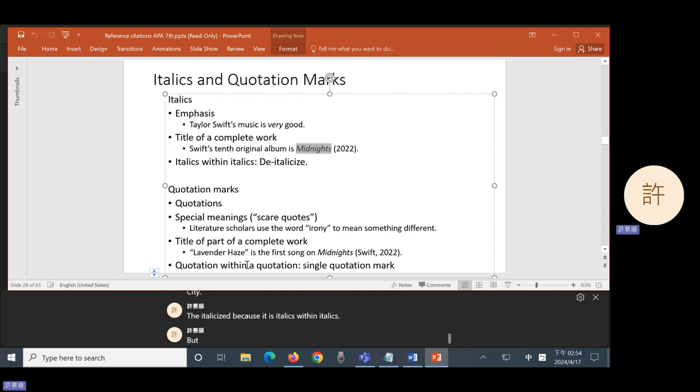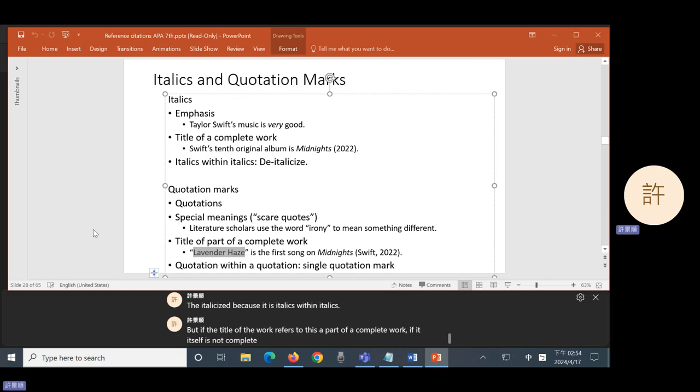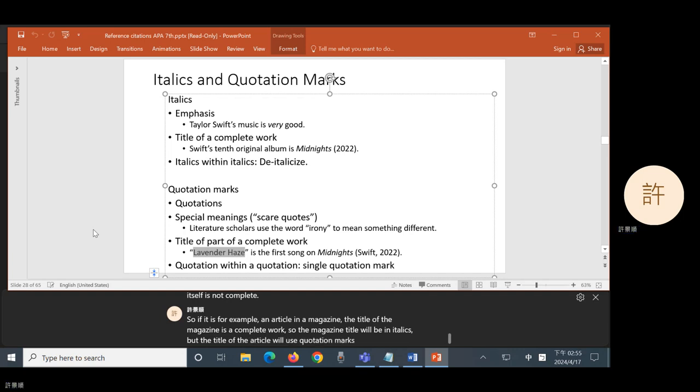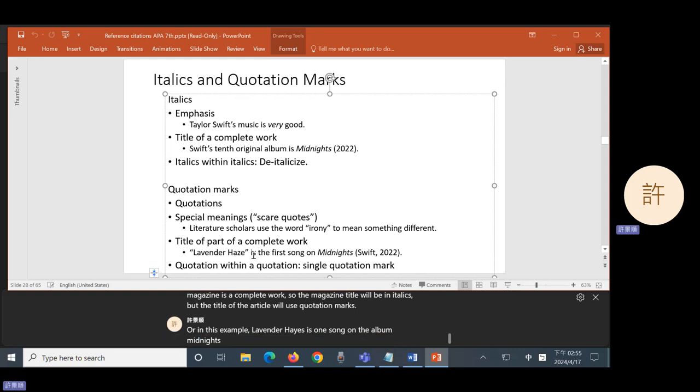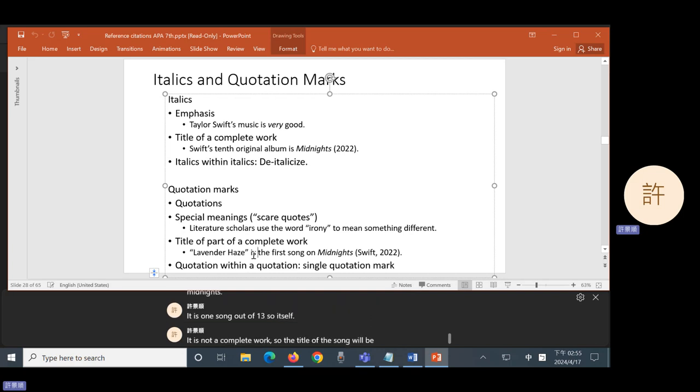But if the title of the work refers to a part of a complete work, if it itself is not complete, so if it is, for example, an article in a magazine, the title of the magazine is a complete work, so the magazine title will be in italics, but the title of the article will use quotation marks. Or in this example, "Lavender Haze" is one song on the album Midnights. It is one song out of 13, so itself it is not a complete work, so the title of the song will be put in quotation marks.